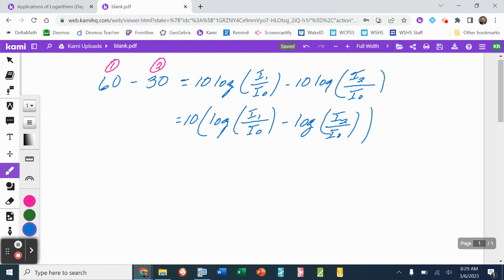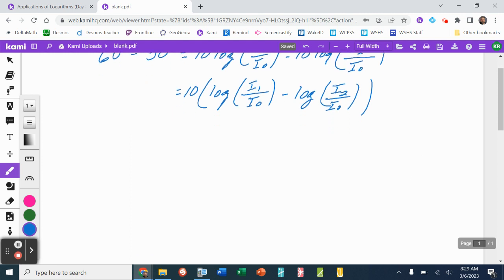Now, what I'm going to have to do at this point is use the quotient property for my logarithms and condense these logs into a single logarithm. So that will now give us 10. They do have the same base. Remember, that's important for the quotient property.